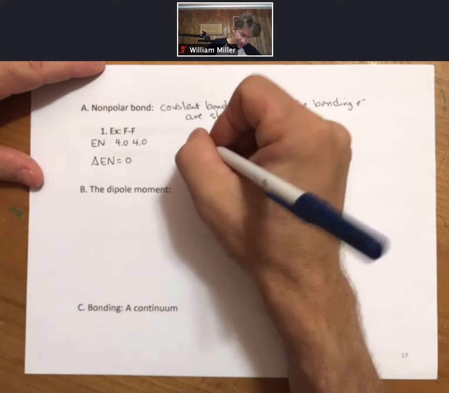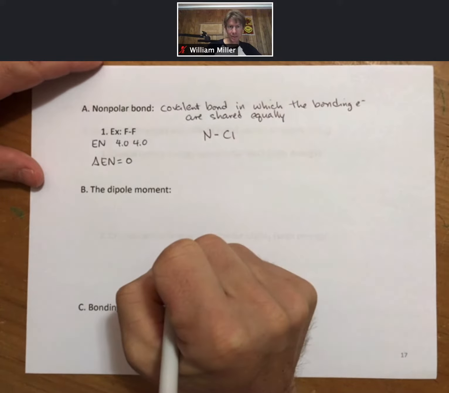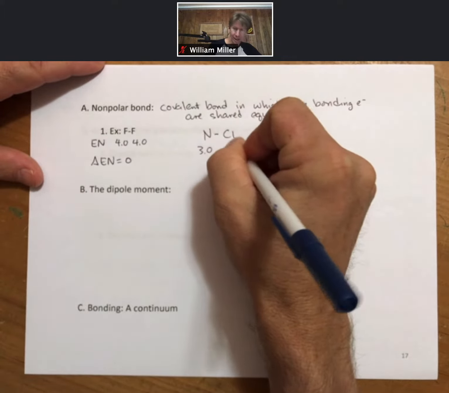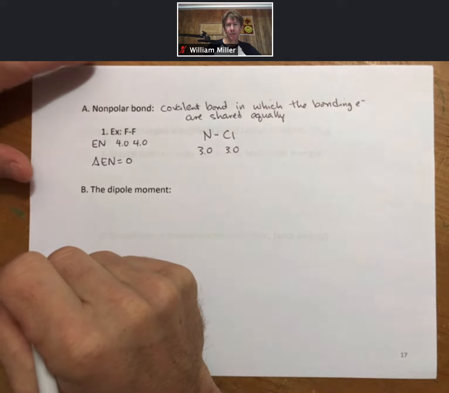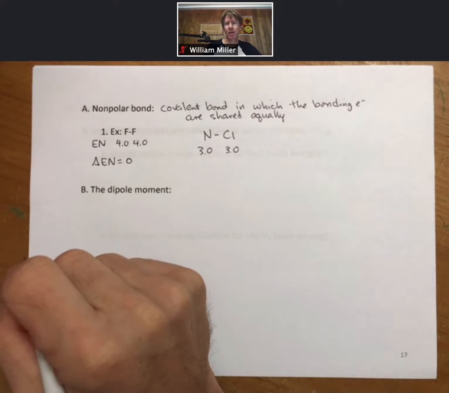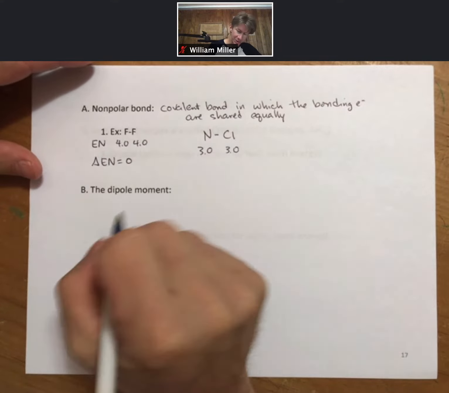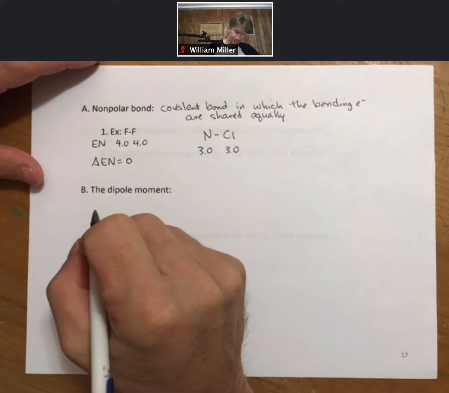There are a couple other cases, and for this class, one case that comes up relatively frequently is a bond between nitrogen and chlorine. Both of those have electronegativity scores of 3.0, although if you peel away more layers of the chemistry onion, you will see there's a slight difference between them. But for us, there is no difference. So this would be a nonpolar bond as well.